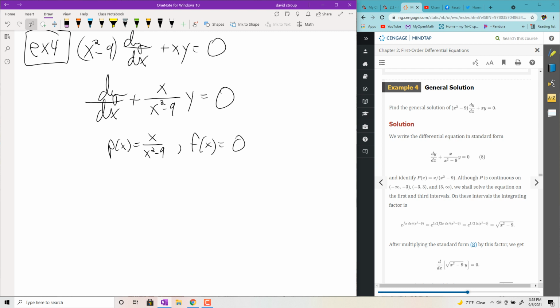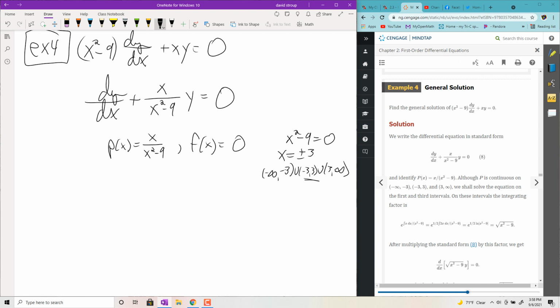So there's issues of continuity wherever you have division by 0. So you need to make sure x squared minus 9 on the p of x is not 0. So you get x is plus or minus 3. So the domain of p of x is from negative infinity to negative 3, union with negative 3 to 3, and then union with 3 to infinity. The book is going to choose 3 to infinity.